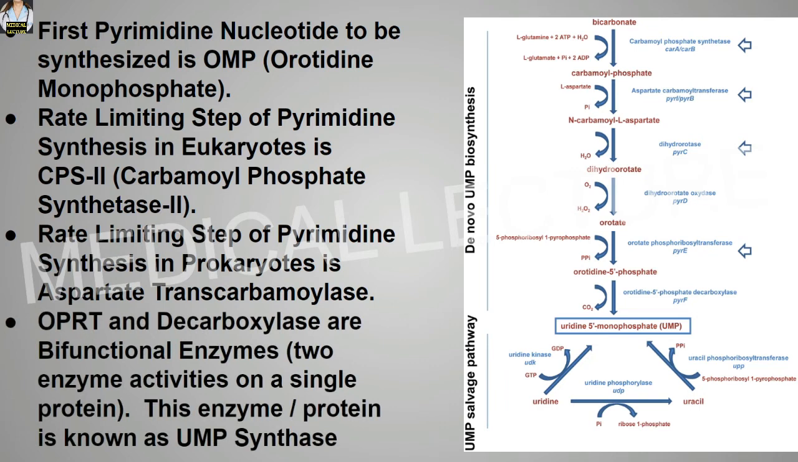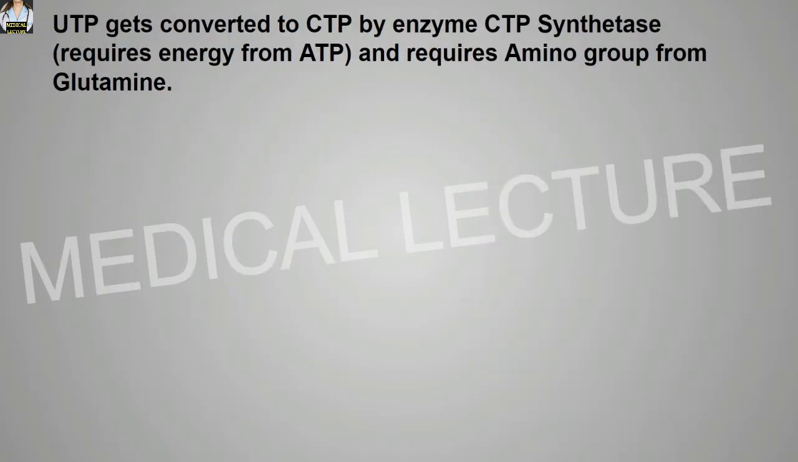OPRT, that means orotate phosphoribosyltransferase, and the decarboxylase are bifunctional enzymes. That means two enzyme activities occur on a single protein. This enzyme is known as UMP synthase. UTP, the uridine triphosphate, gets converted to CTP, the cytidine triphosphate, by the enzyme CTP synthetase. This enzyme requires energy from ATP and also requires an amino group from glutamine.